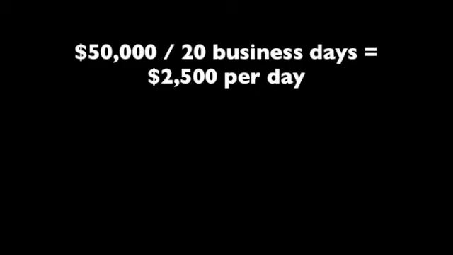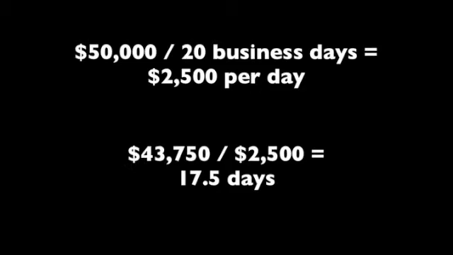$2,500 of revenue per day. Divide your break-even point of $43,750 by 2,500, and in this example, the business will achieve break-even in 17.5 business days. So there you have it, a simple formula to help you calculate the break-even point for your business.